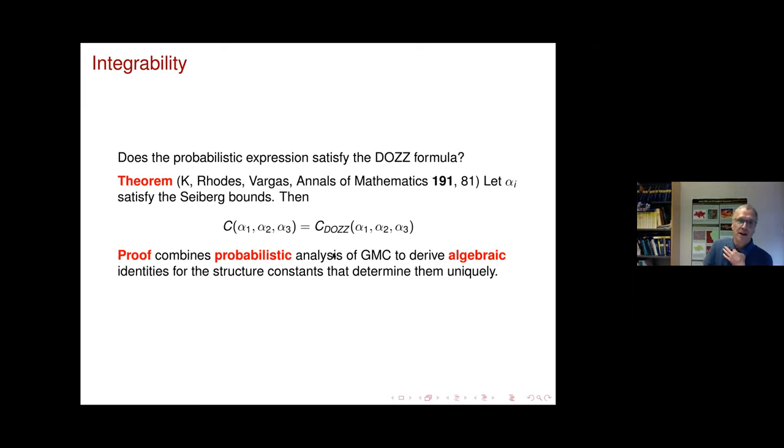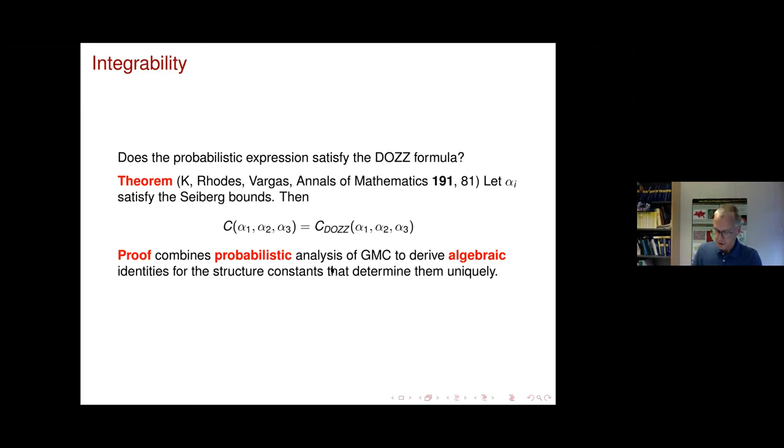The proof is a long story, I won't go into it in this talk. It uses a lot of probabilistic analysis of the Gaussian multiplicative chaos to derive certain algebraic identities. Of course, you're never going to get this formula unless you get some identities in the end, and that's what the proof consists of: identities for the structure constants that actually determine them uniquely and give this formula.